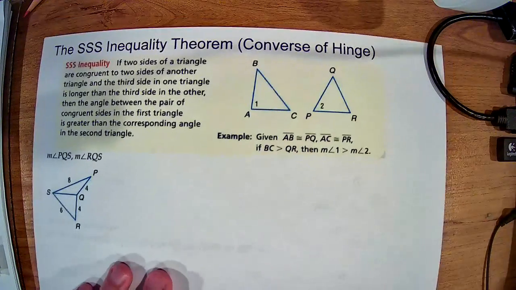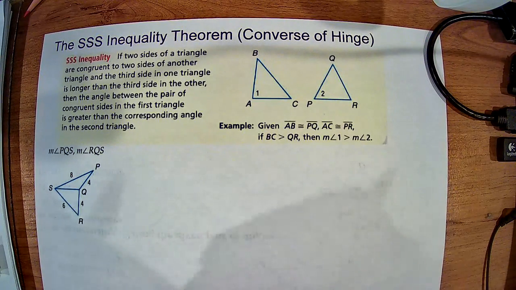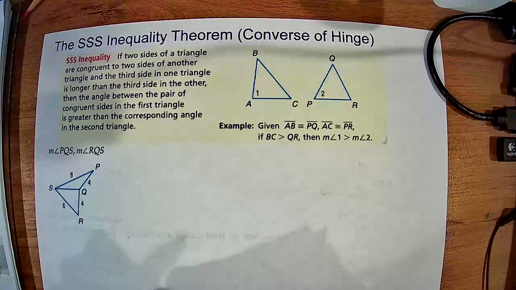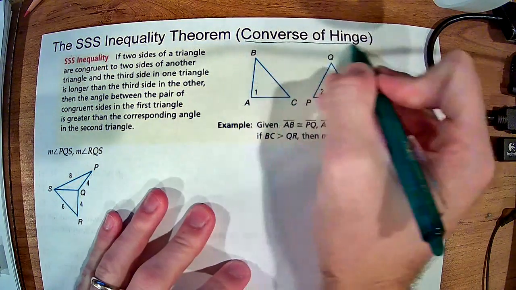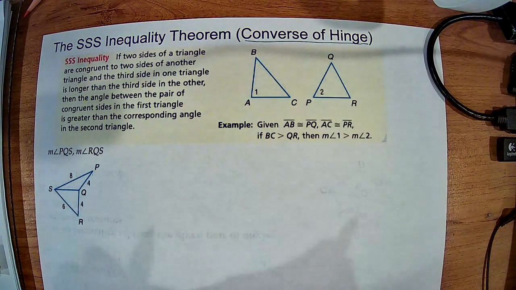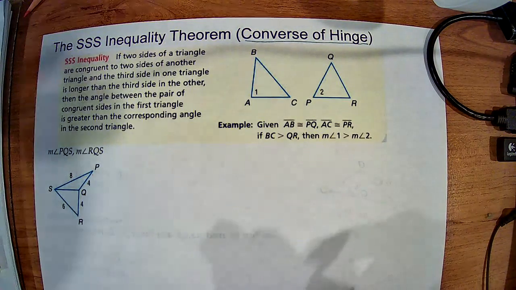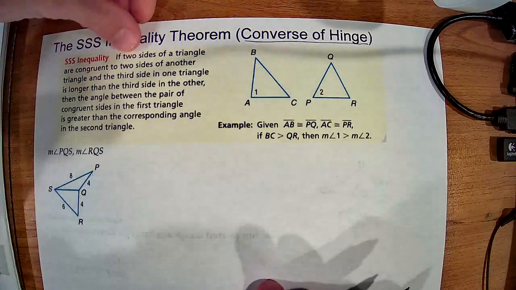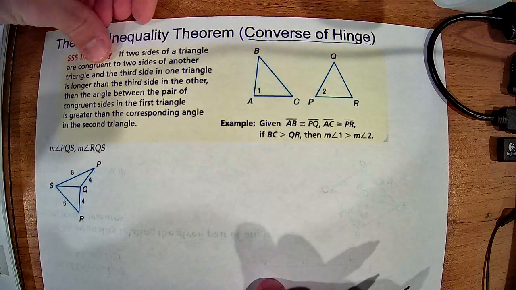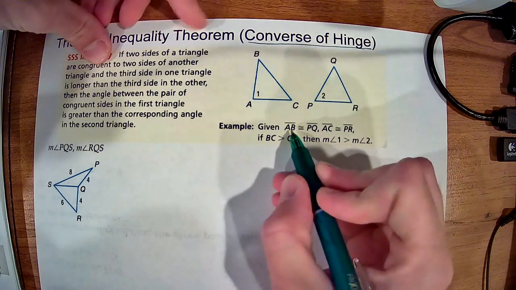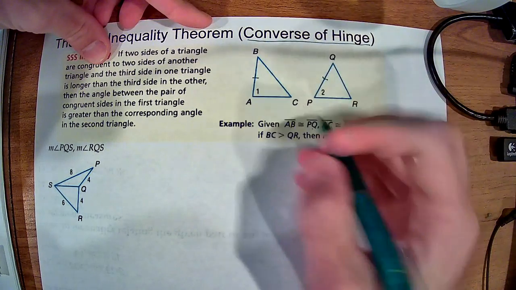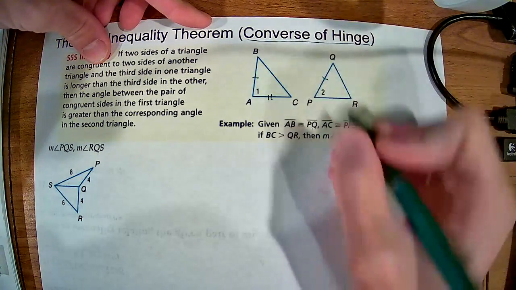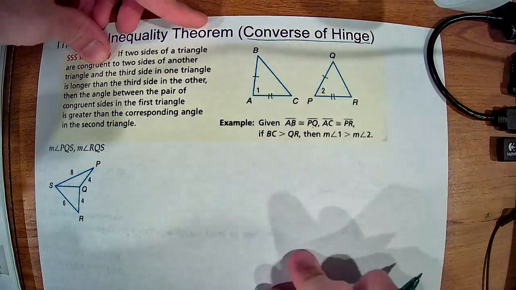Now this, yep, there we are. So this is known as the side-side-side inequality theorem. Personally, I like to think of it as simply the converse of the hinge theorem. In other words, we're going to do it in reverse. So take a look. This go around, it says, look, if two sides of a triangle are congruent to two sides of another. So again, we've got AB and PQ being the same, and we've also got AC and PR as the same.